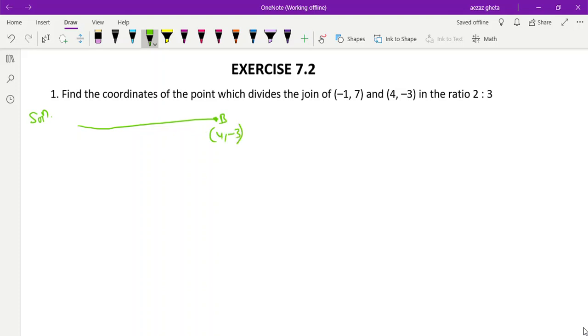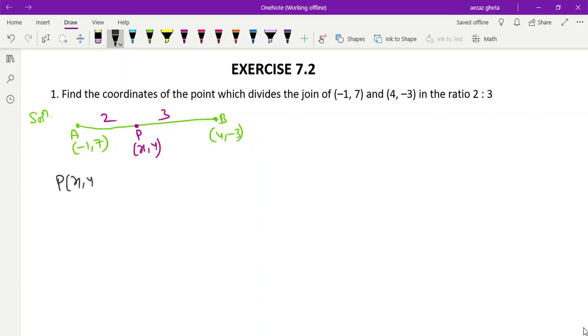(4, -3) and (-1, 7). This line is divided by a point P(x, y) in the ratio of 2:3. You can apply the section formula. So what does the section formula say?